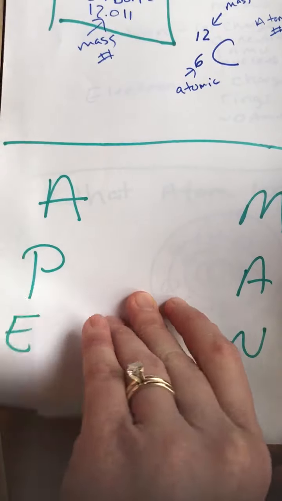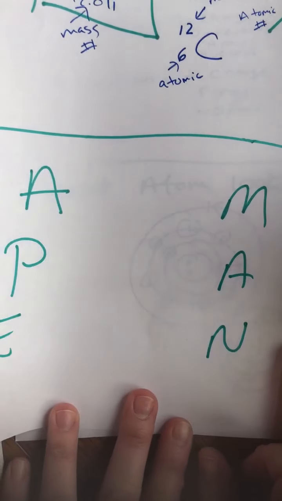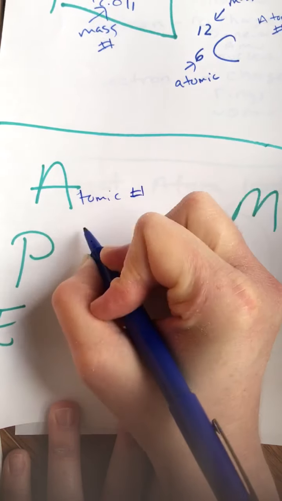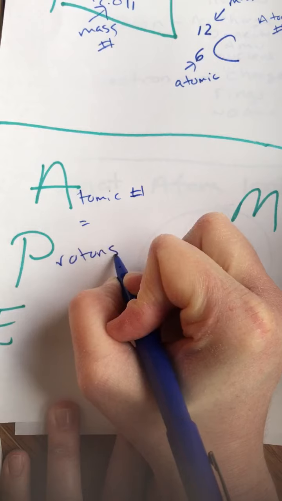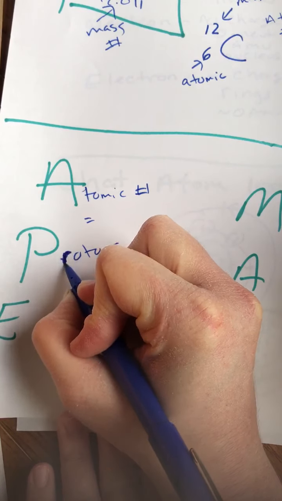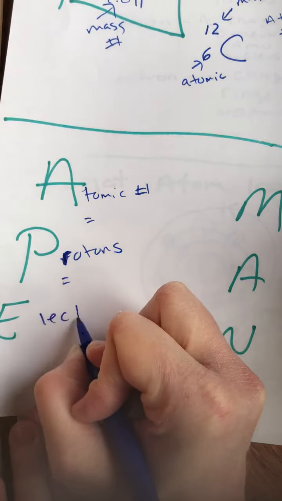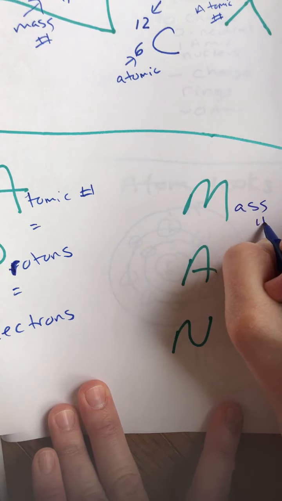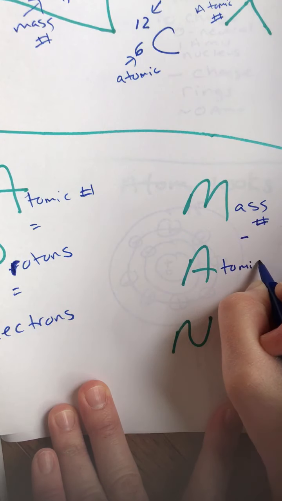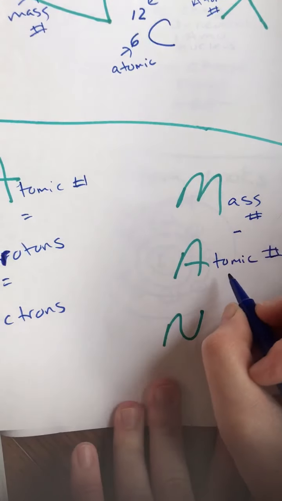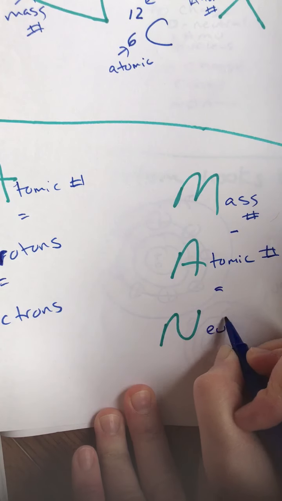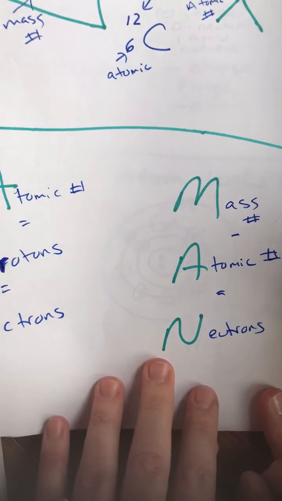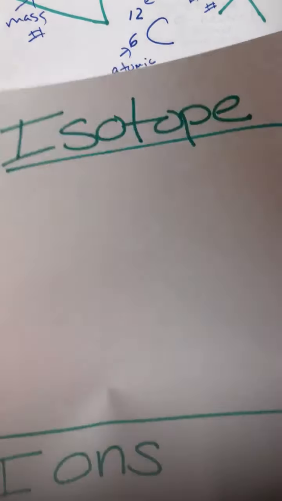Now, one of the things that we need to remember is how we can figure out the different pieces, and so I always told you to remember 8-man. So this was for atomic number is equal to the number of protons, which is equal to the number of electrons. And man was for mass number minus atomic number is equal to the number of neutrons. Okay, so you could figure out how many of everything you had, because there are different isotopes of things, and that's the next thing I have.